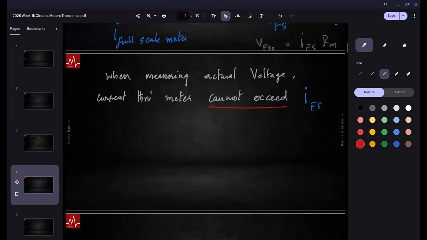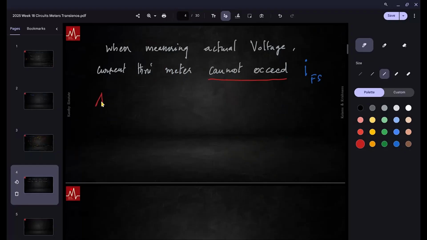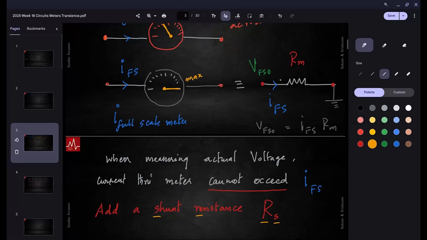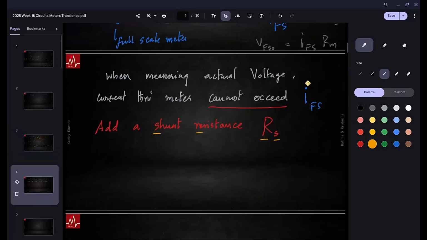So they add something called a shunt resistance. The purpose is that the current shouldn't exceed the limit. So it is added in series so that the net resistance is high. Resistance to current flow is very high. So your circuit looks like this.